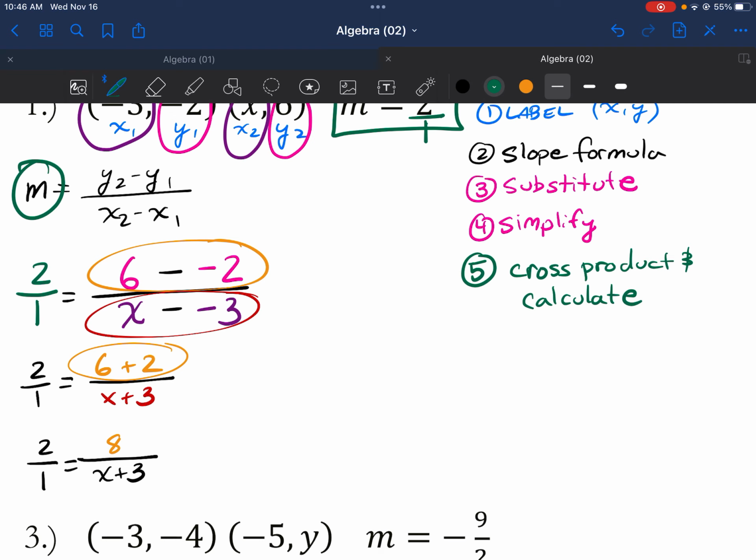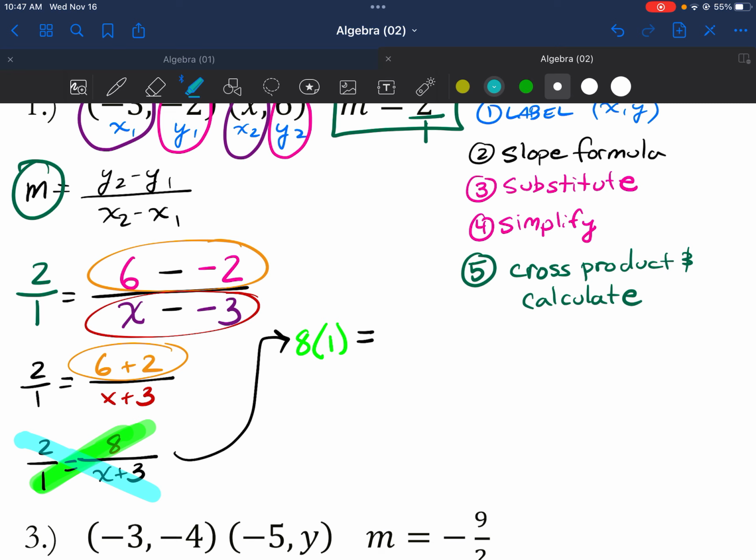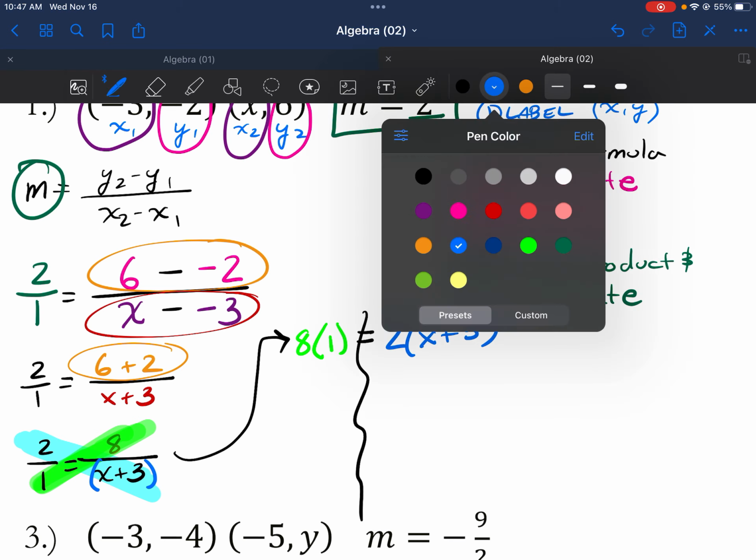So I'm going to bring this over here just because I'm running out of space. Cross product is you multiply diagonally. So here we have an 8 times 1 equals. And then on the other side, this is where you have to be careful because you're going to need to add parentheses around that x plus 3. So you actually get 2 times x plus 3. Now it's an equation that I can continue to calculate and solve.